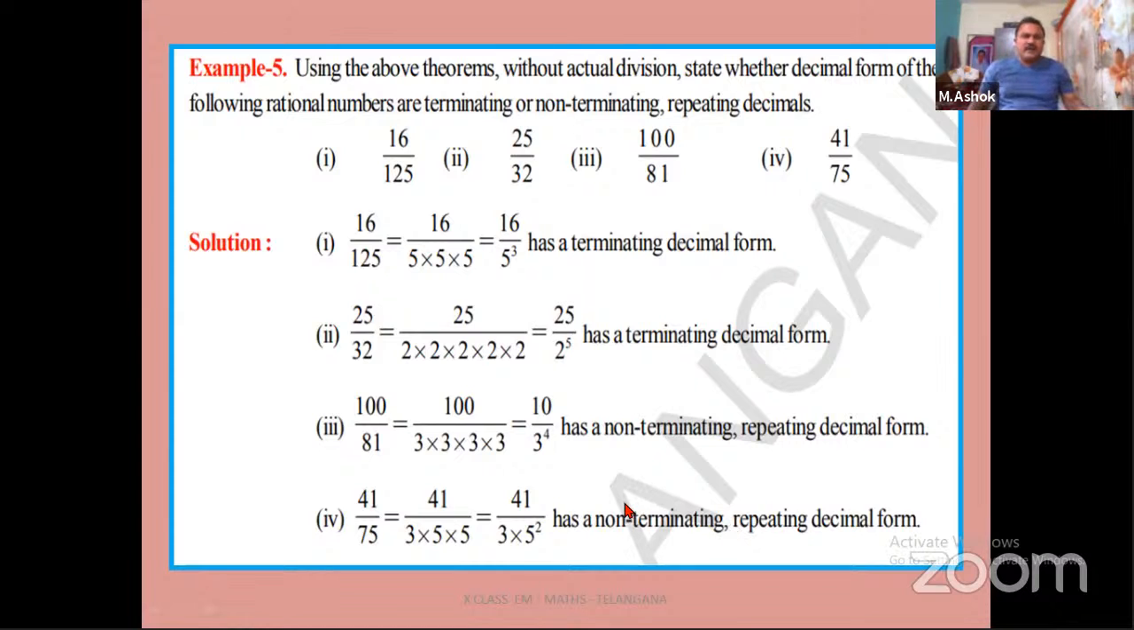This means that if the prime factorization of the denominator of a rational number contains only 2 and 5, or only 2, or only 5, it terminates. If any other number comes along with 2 and 5, that is clearly non-terminating. In this way, we can say whether rational numbers in the form p by q are terminating or non-terminating without doing actual division. Based on this, you have to solve a few sums in the exercise. Okay, coming to the next sum.